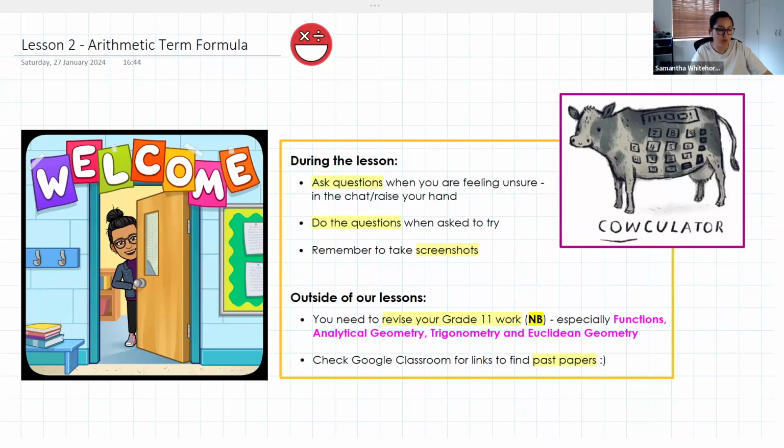So guys, let's get into it. We're going to have a look at arithmetic sequences today. This is stuff you've been doing since grade 8, but we build on it, so it's really important that we do know this stuff.